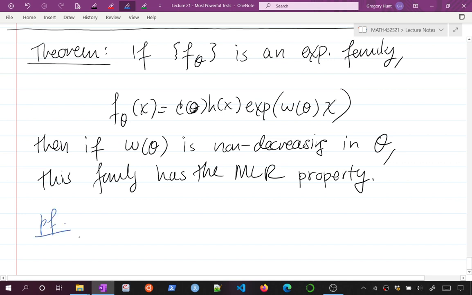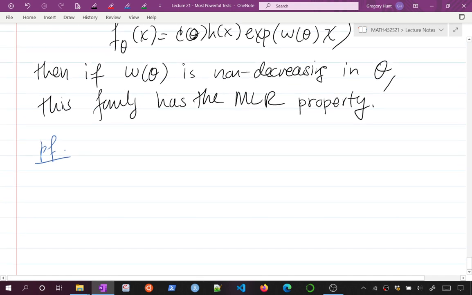So if I can show that my family is an exponential family, and I can show that you can write it with some w of theta in the exponent of my exponential family times x, one can show that this thing has the MLR property if w is increasing. So that's actually a much easier condition to check generally. We just check it's an exponential family. We check that this w of theta is increasing. So the proof of this is actually not too bad, right?